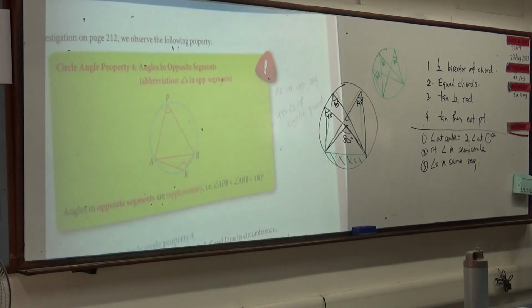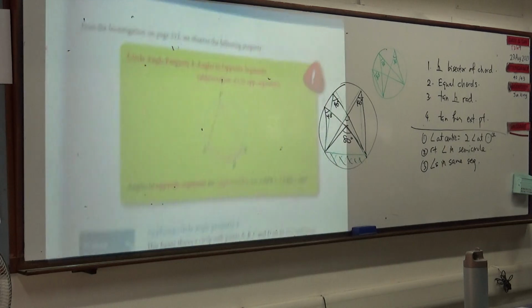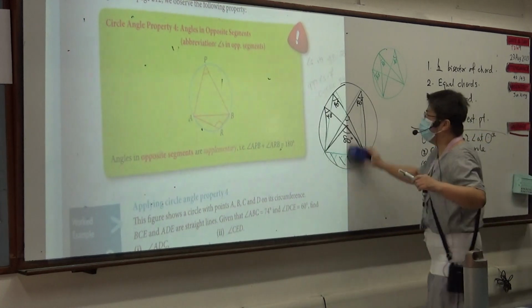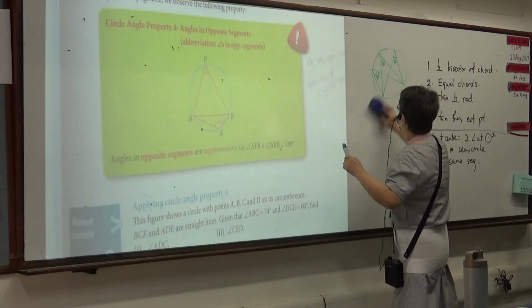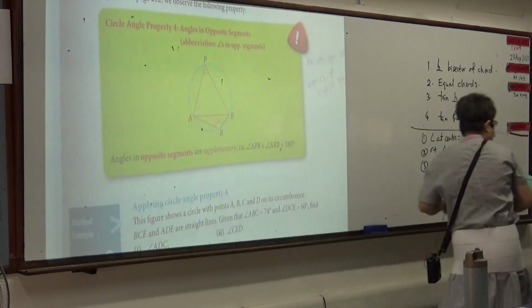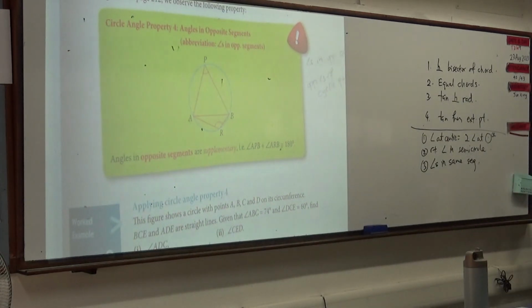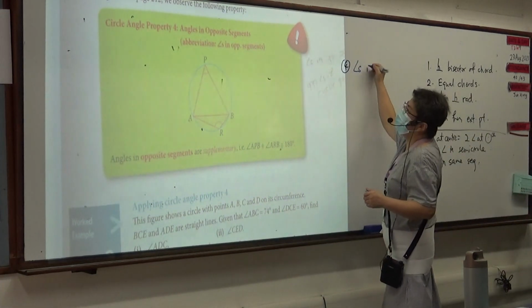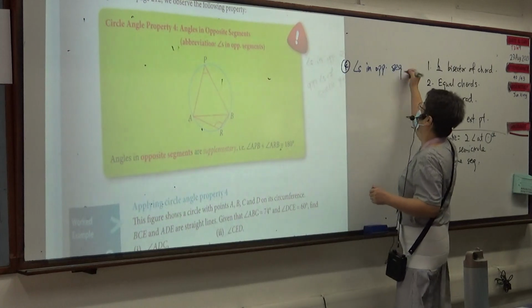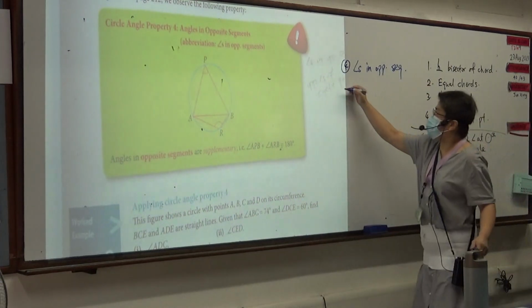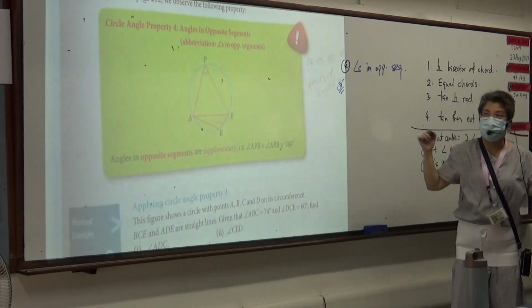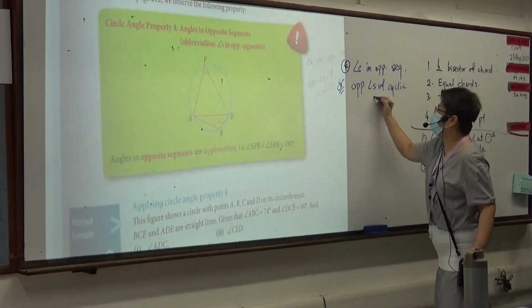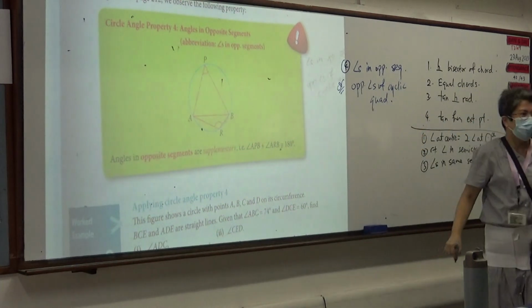Okay. Look at page 213. Now, I do not like the property given. You can use this property, of course, not an issue at all. So property 4, I'm going to write on the board. Property 4, you can say angles in opposite segment, or I always use the second one: opposite angles of cyclic quad. I'll explain to you what it means.